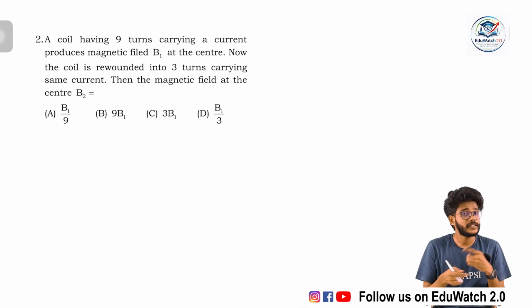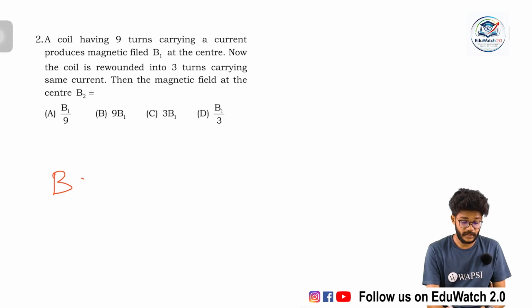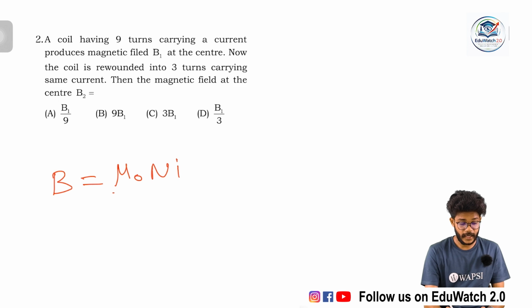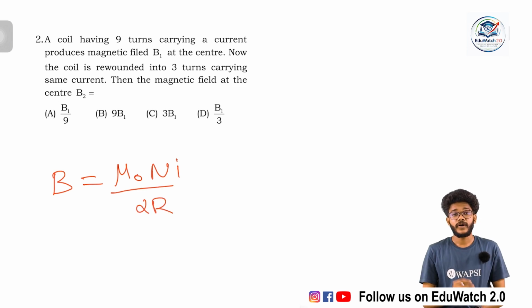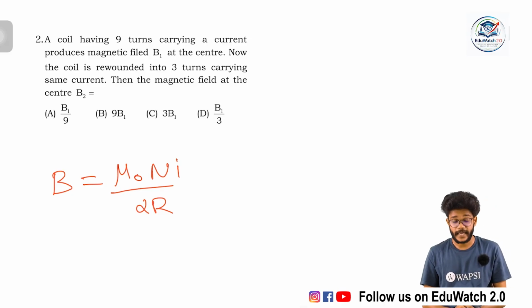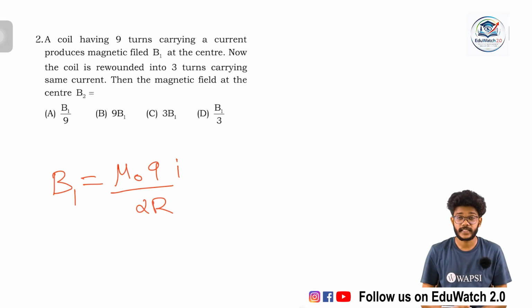So what is the equation for the magnetic field connecting current and number of turns n? I will write the equation. B is the magnetic field, which is equal to mu 0 n I by 2r, because the coil is in the shape of a circle. If there is only one circle, then we can write mu 0 I by 2r. If there are n circles, then we have to multiply by n. So B is equal to mu 0 n I by 2r. For B1, what is n? n is 9.